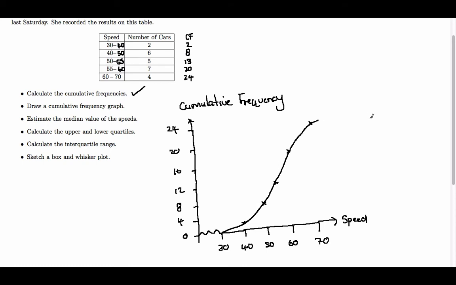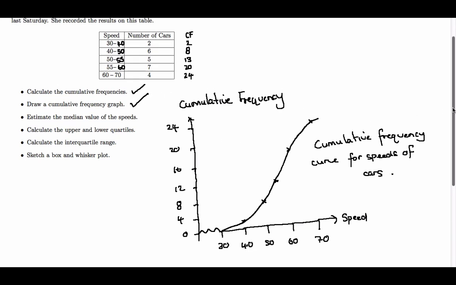And this is our cumulative frequency curve, and it has that traditional S shape. So finally, you just need to give your graph a title. So we'll just say it is cumulative frequency curve for speeds of cars. So we've now drawn a cumulative frequency graph.